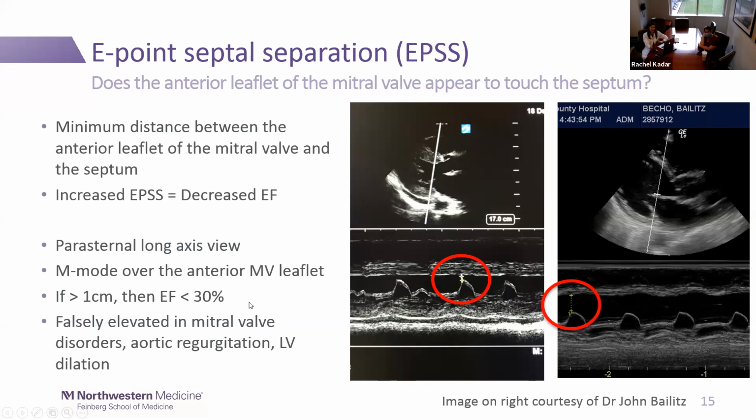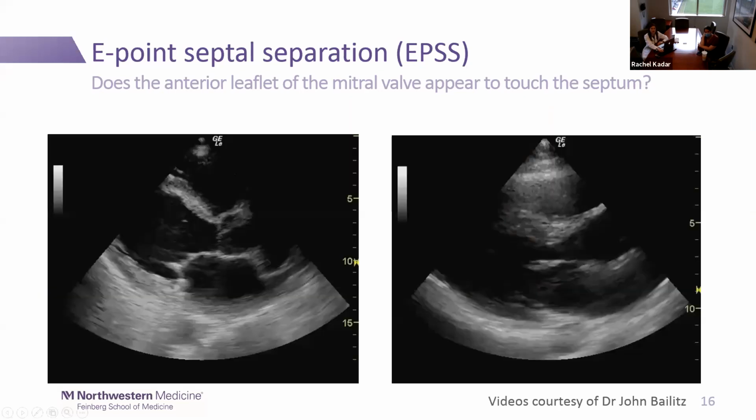In the literature, when looking at numbers, there's a lot of different cutoffs that are used. The one I tend to teach the residents, because it's easy to remember, is that if it's greater than 1 centimeter, the ejection fraction is likely less than 30%. Some people do use 1.8 as a cutoff for being less than 30%. But either way, you can get an idea of whether cardiogenic shock is the etiology of your shock. Remember that there are falsely elevated EPSSs in mitral valve disorders, aortic regurgitation, and LV dilation.